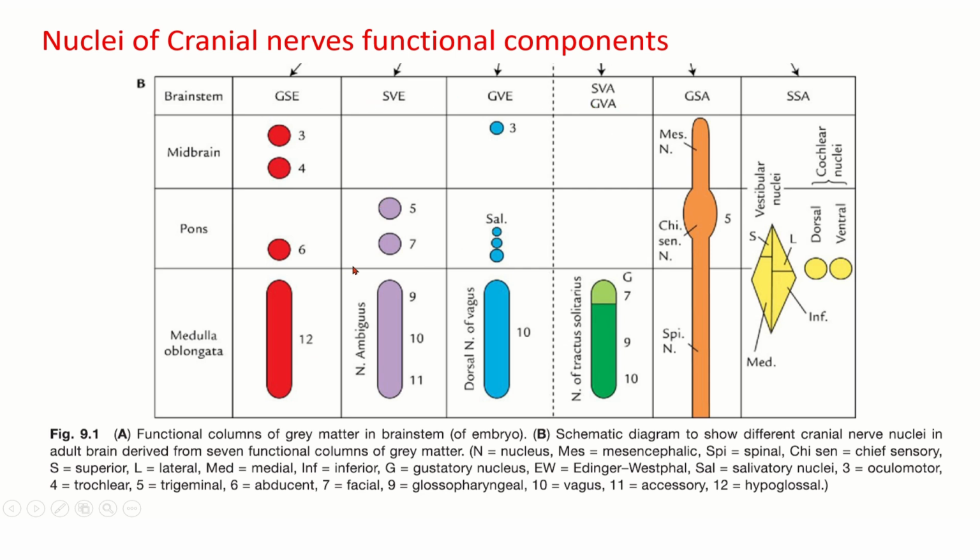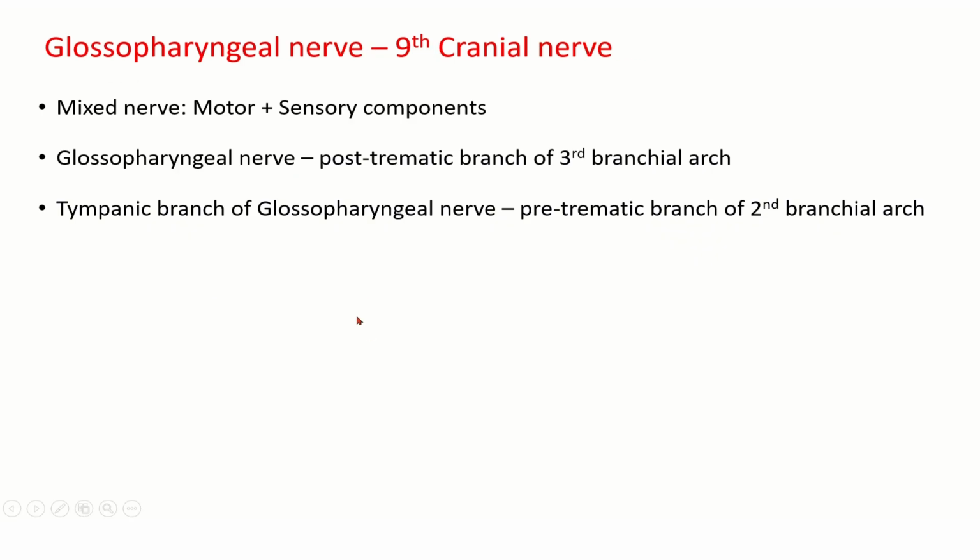Now let us see what are the deep nuclear origins and functional components of the glossopharyngeal nerve in the succeeding slides. As you see, today's topic of interest is the glossopharyngeal nerve, also the 9th cranial nerve. It's a mixed nerve. It has both motor and sensory components. The glossopharyngeal nerve is the post-trematic branch of the third branchial arch, and the tympanic branch of the glossopharyngeal nerve is the pre-trematic branch of the second branchial arch.